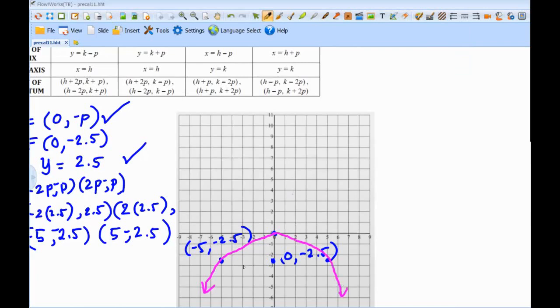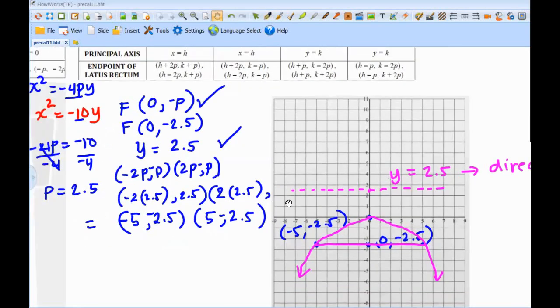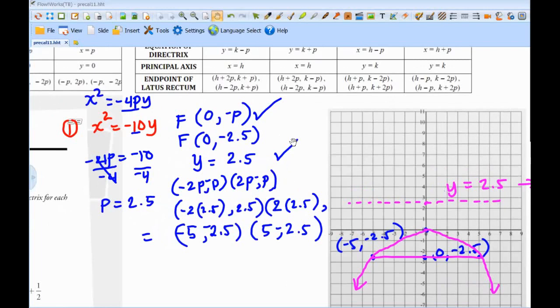Okay, so this is our lattice rectum. And our directrix is opposite of the focus, so it's over here. So y is equal to 2.5. This is the directrix. Okay, clear? That is all about the first.